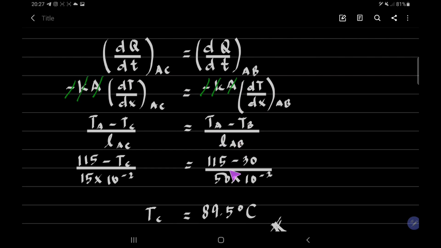Alright, so LAB given is 50 centimeter. I just convert it to meter. Also LAC given is 15 centimeter. I just convert it to meter. Right, TA given is 115. TA is still 115, and TB given is 30. So based on this, by using your calculator directly, you will get 89.5. Okay, so the answer is C. Alright, so this is the answer for question number 25. So remember, at steady state, the rate of heat flow is constant. At any position, it is equal to each other.